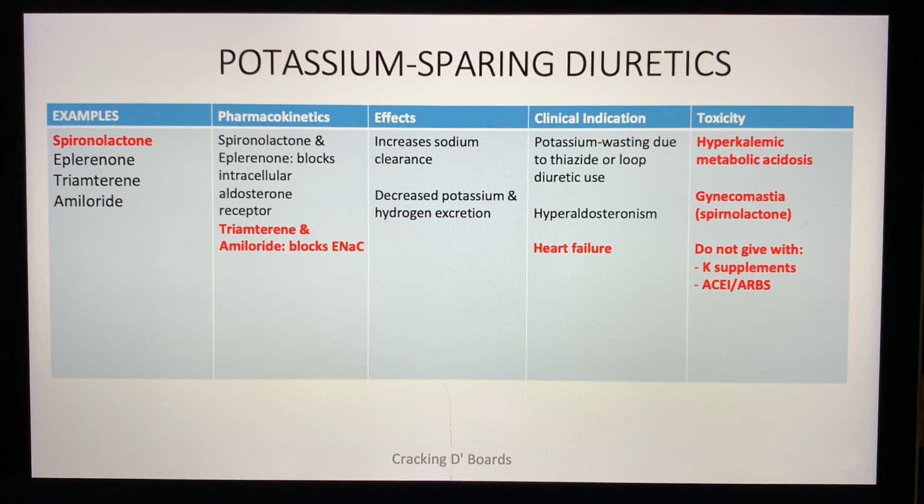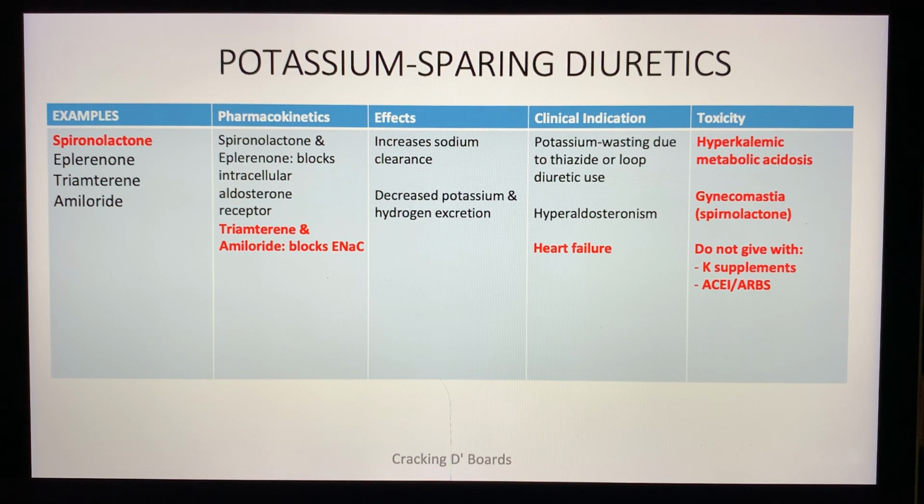Now here's the busy slide. Examples of potassium-sparing diuretics. Pharmacokinetics. I want everyone to memorize what I highlighted in red. Triamterene and amiloride will block your epithelial sodium channels, or your ENaC. Spironolactone and eplerenone will block the intracellular aldosterone receptors. So always remember, the aldosterone receptor is only blocked by spironolactone and eplerenone.